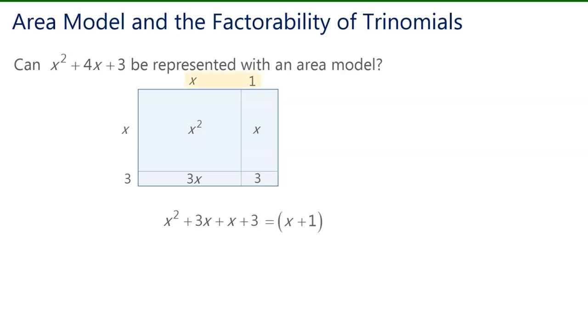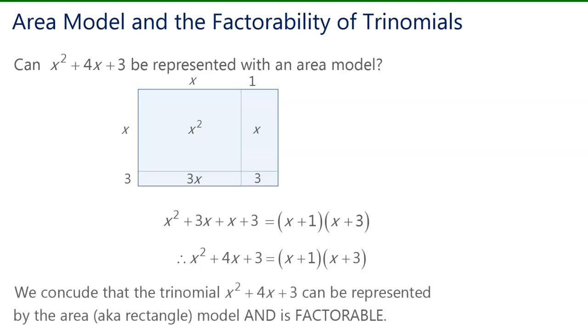This gives us x plus 1 as the length, one factor, and the width, the other factor, as x plus 3. The 3x and the x are like terms. This is our original trinomial x squared plus 4x plus 3, which is now equal to x plus 1 times x plus 3. So we conclude that the trinomial x squared plus 4x plus 3 can be represented by the area, also known as the rectangle model, and is factorable.